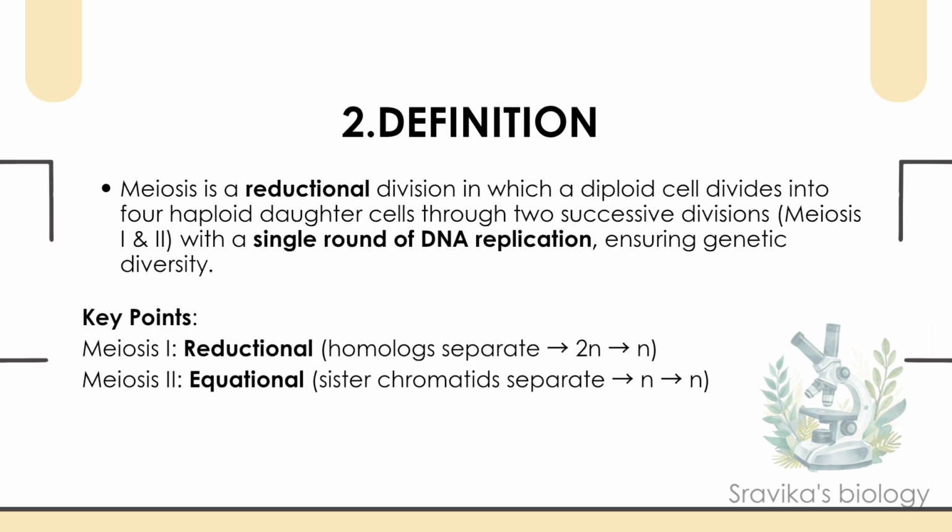Formally, meiosis is a reductional division that converts a 2N cell into 4 haploid daughter cells via 2 sequential nuclear divisions following a single round of DNA replication. Key points to keep in mind: meiosis I is reductional, homologous chromosomes separate and chromosome number halves. Meiosis II is equational, sister chromatids separate, similar to mitosis, but in haploid cells. This two-step design creates both stability of chromosome number and genetic diversity.